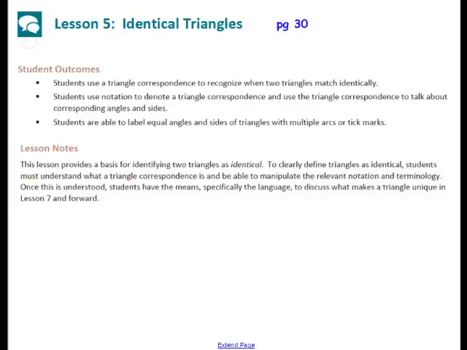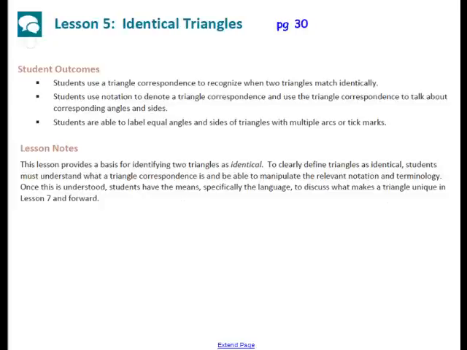Students use a triangle correspondence to recognize when two triangles match identically. Students use notation to denote a triangle correspondence and use the triangle correspondence to talk about corresponding angles and sides. Students are able to label equal angles and sides of triangles with multiple arcs or tick marks.